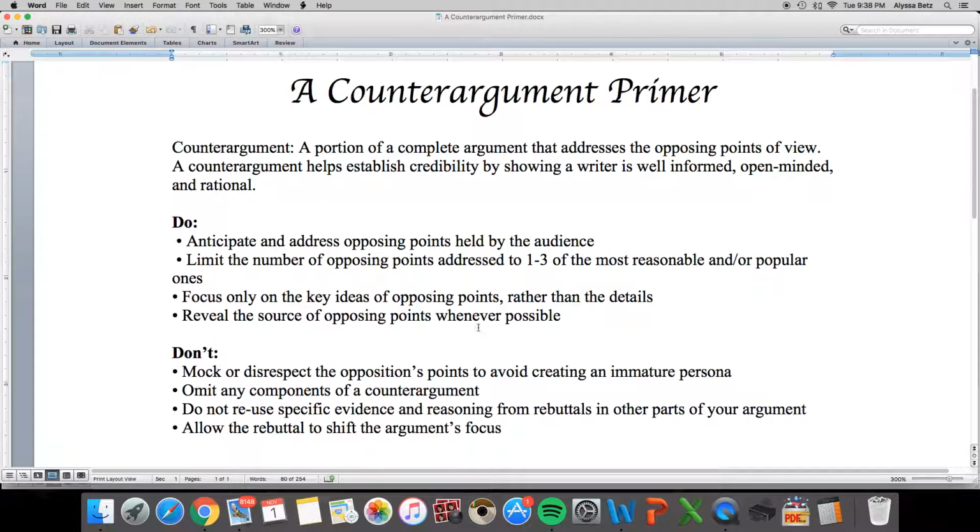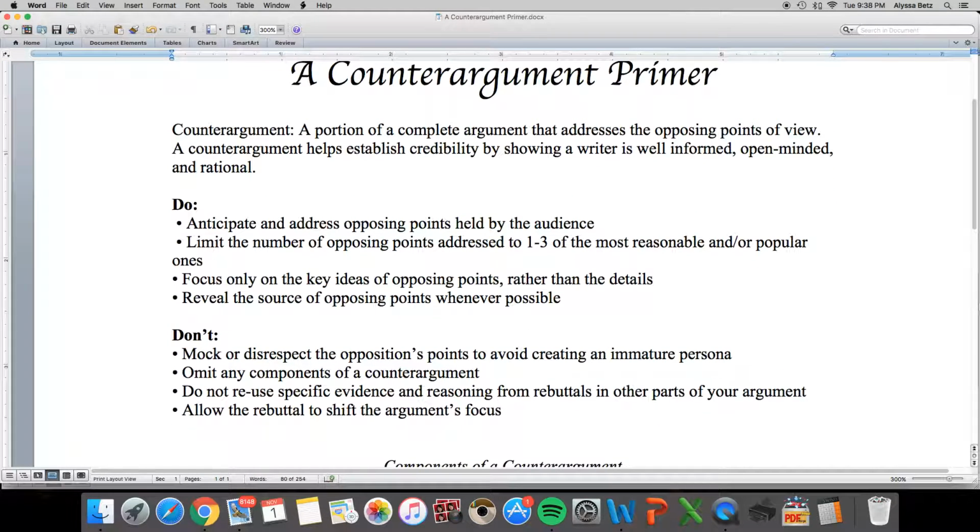For your don'ts, for the counter argument, you do not want to mock or disrespect the opposition's point of view. You want to avoid doing that because it discredits your credibility. It makes you seem immature if you are disrespecting or mocking the other side of the argument.